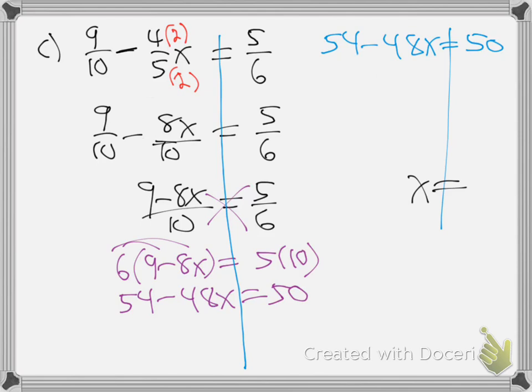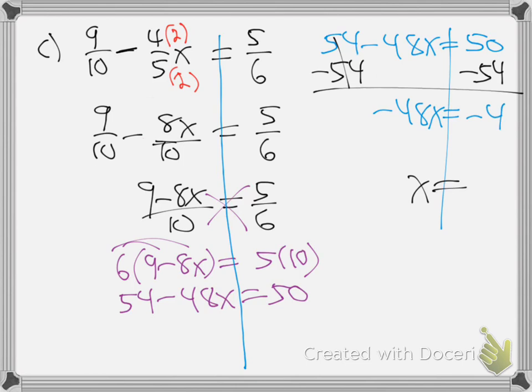Anyway, so what do we do? We've got to get x alone. So, remember your algebra days? Get rid of that 54. Minus 54 from both sides, like that. It's gone. And then that'll give us minus 48x equals, what's that? Minus 4. Last step to get x alone?